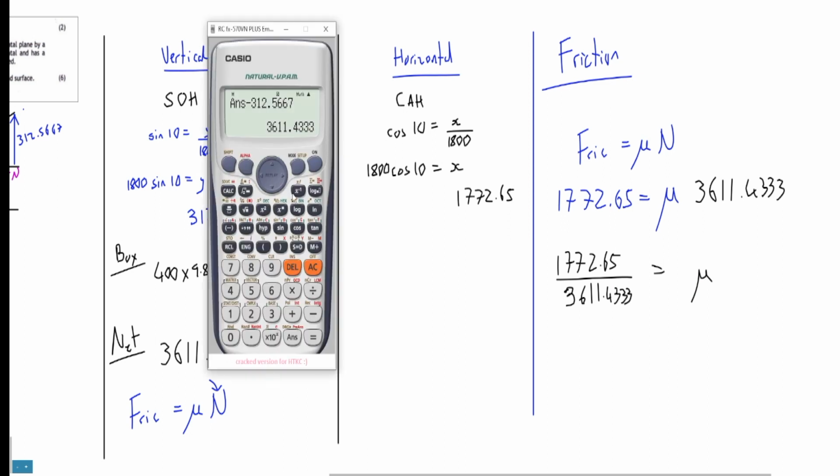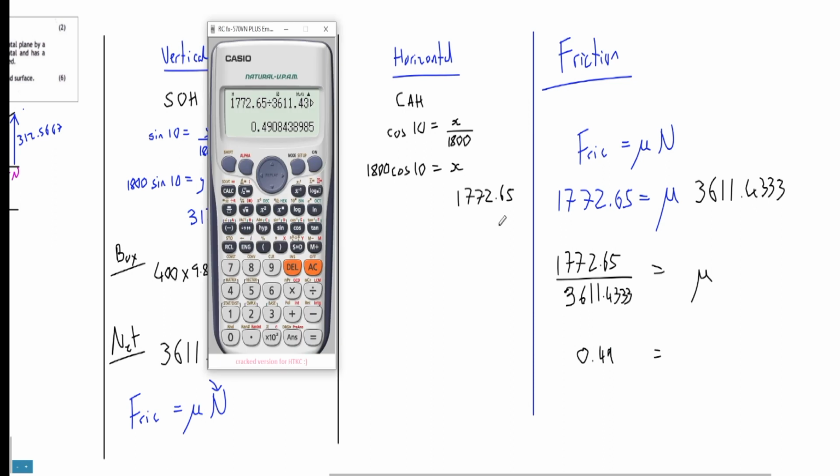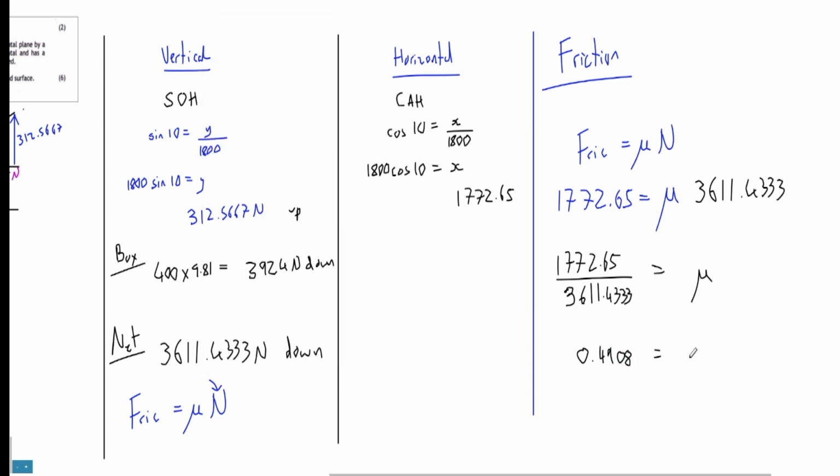Pop it through the calculator. 1772.65 divided by 3611.4333. Hit it and we get 0.49. Not bad. 0.49. It's a bit high, but hey, what are you going to do? 0.8 is our coefficient of friction for that situation. And it looks like we finished the whole test. So that's really good. Thanks very much.